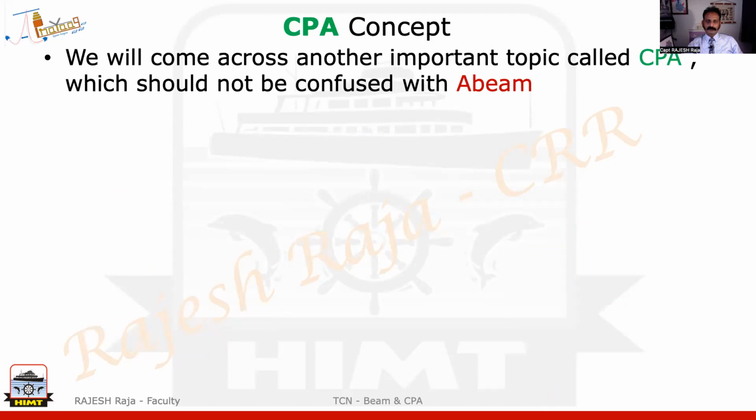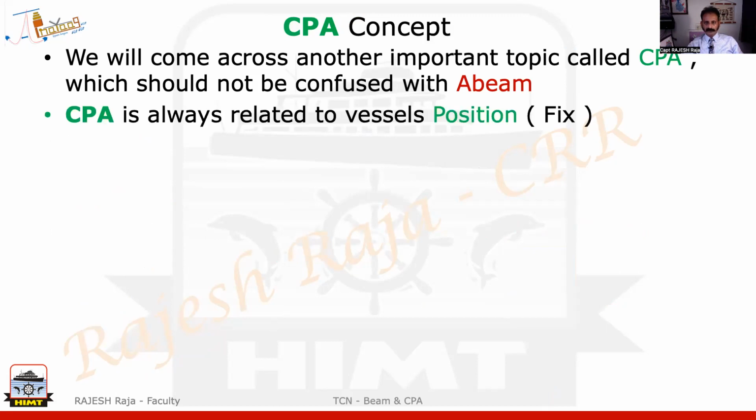There are some exceptions. I'll be giving you examples of exceptions. Let us see what that is. But your CPA, the word closest point of approach, clearly means that he's talking about position. He's trying to relate your position and one more target's position, or it could be a fixed object also. It could be a lighthouse, buoy, anything else, a land, a jetty, whatever it is. So CPA is directly related to the position.